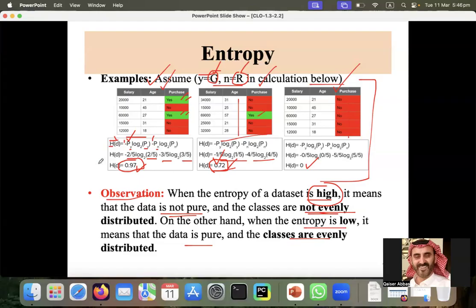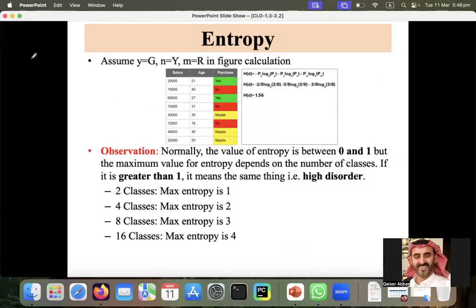Now you have the understanding of entropy. We are not finished yet. We have just started.